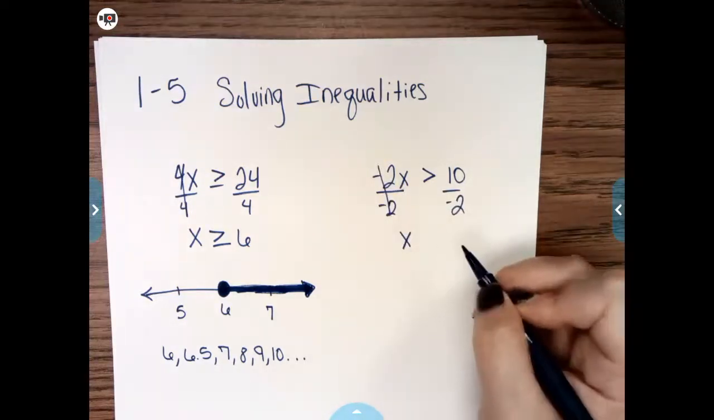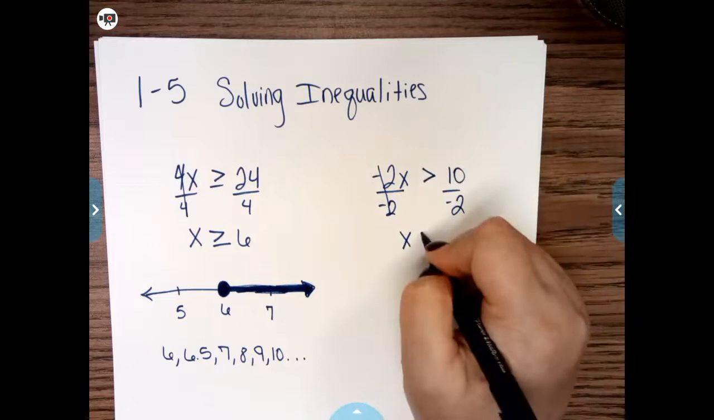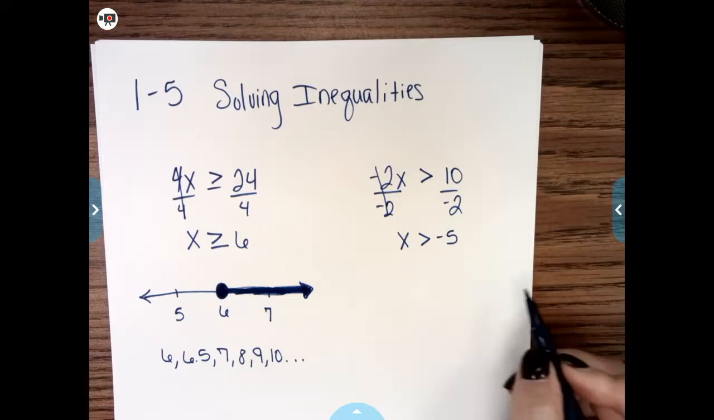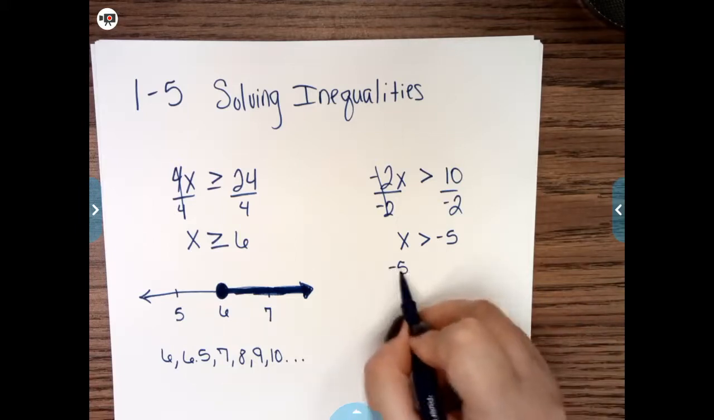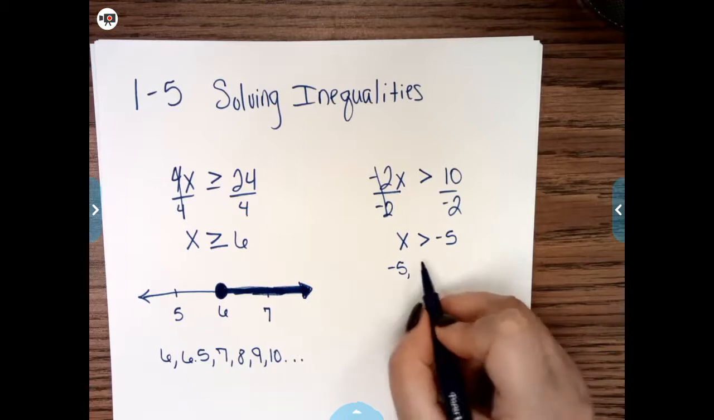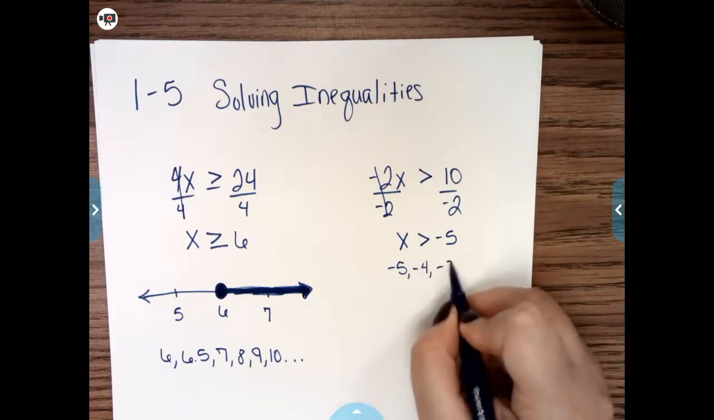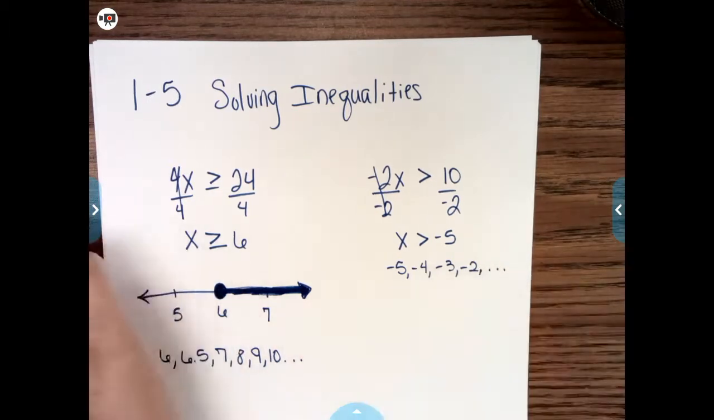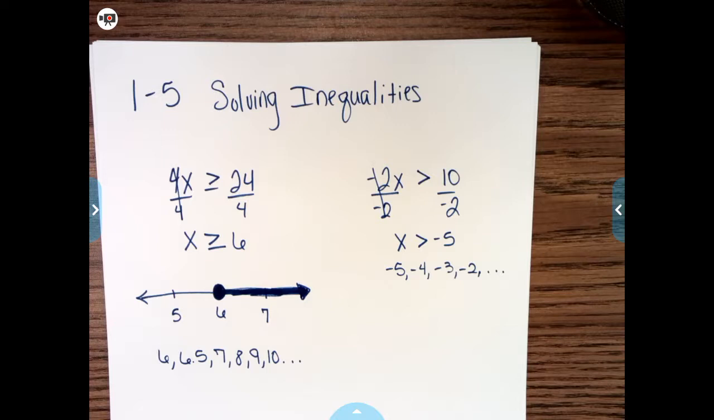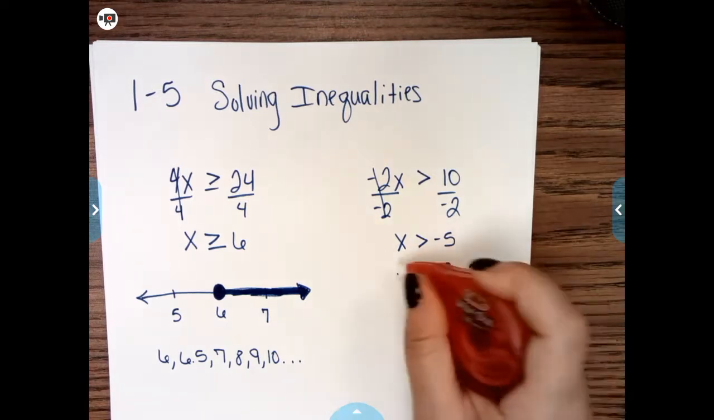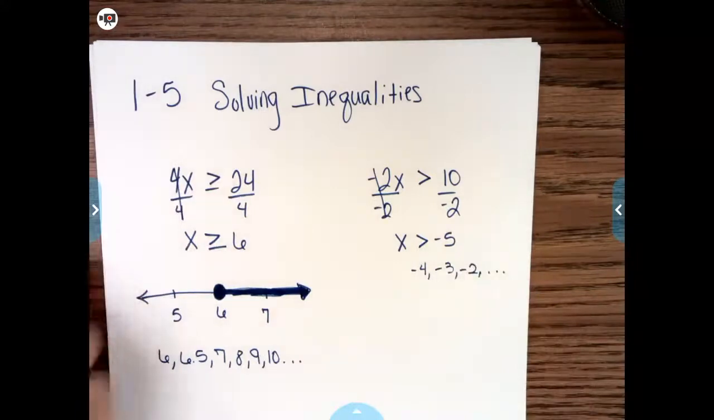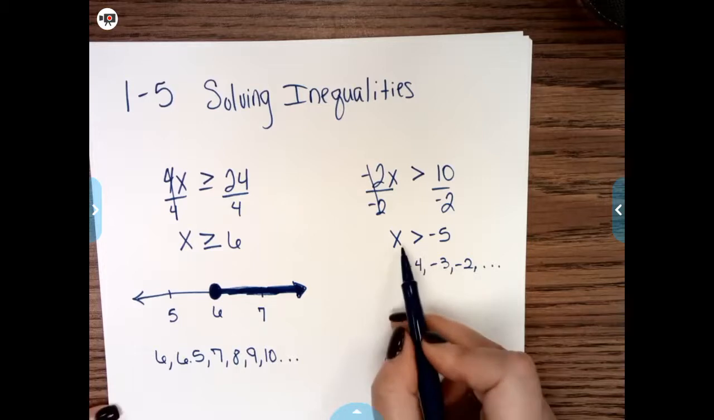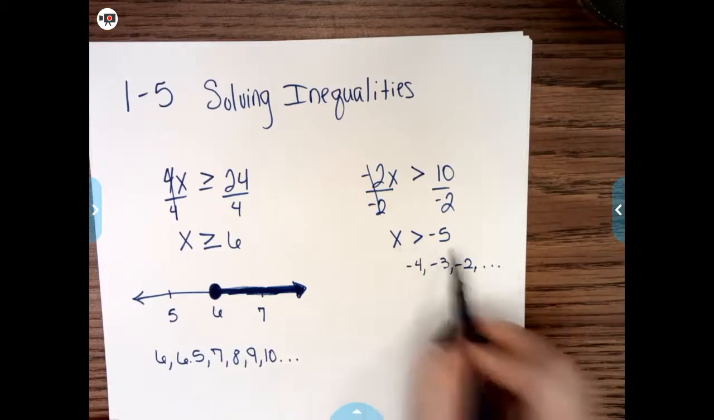So say we just solve it like normal. Let's do it like this first. So x is greater than negative 5. That means your solutions can be greater than negative 5. And I made a mistake, because negative 5 is not included since it's just greater than. So we're going to mark that one off. So it could be negative 4, negative 3, negative 2, and so on, everything greater than negative 5.